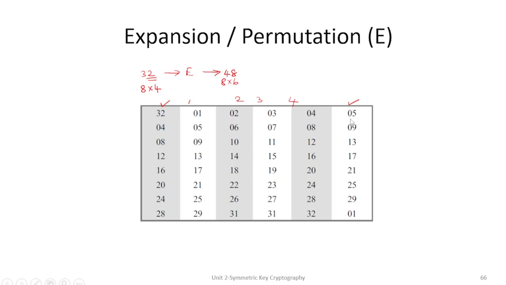4th bit means 5th bit value. 8th bit means 9th bit value. So if the 32nd bit comes, after that the first bit value should be stored. Like that, expansion means the 8 by 4 value is converted into 8 by 6. Totally 48 bits are used.